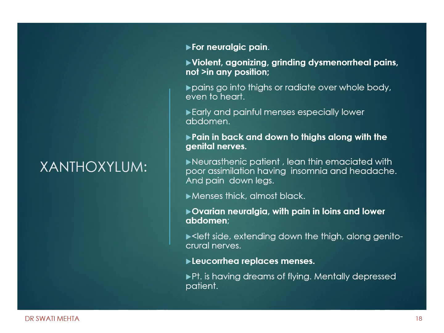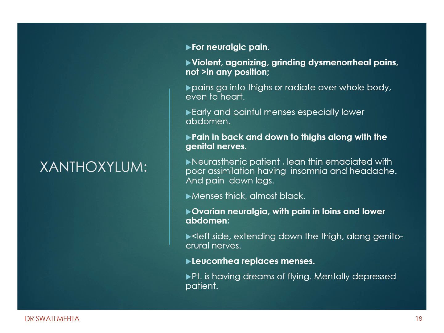Xanthoxylum is a medicine to be thought of first because it is for neuralgic dysmenorrhea or neuralgic pain. Severe neuralgic dysmenorrhea where the pain radiates to the thighs, there is ovarian neuralgia, black menstrual flow, left-sided ovarian pain, and pain extending along the genitourinary nerves. The constitution of the patient is thin, weak, nervous, and insomniac. Patient cannot sleep well. Mental features: depression, dreams of flying.